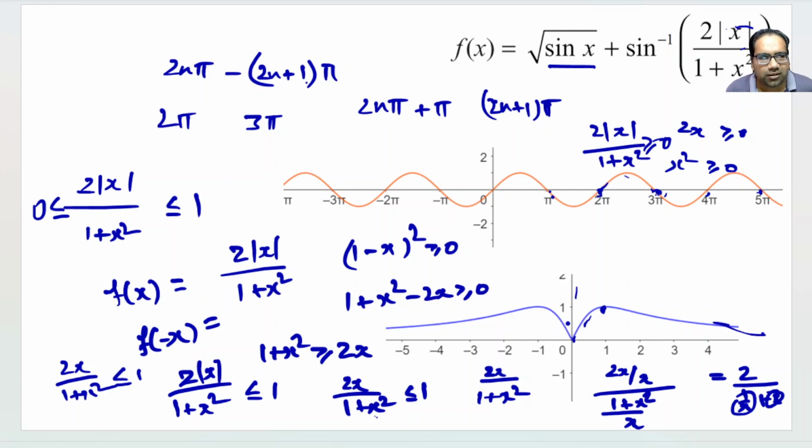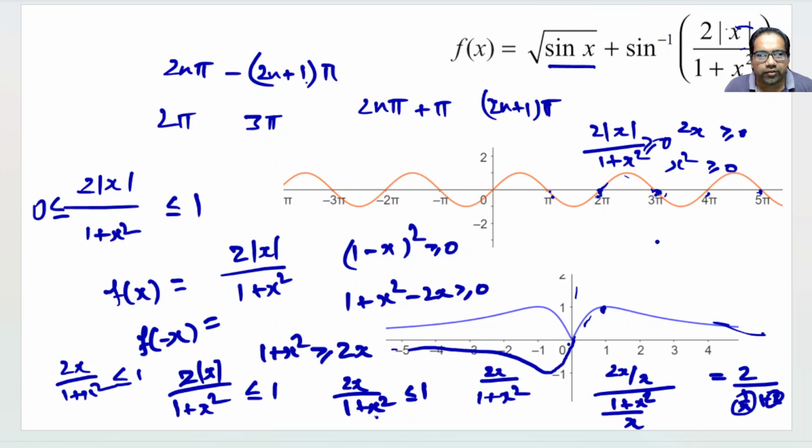But we are not so much concerned about how this graph runs. We are just concerned about whether this expression is always lesser than or equal to 1 or not. It is clearly greater than or equal to 0. That is clear because this cannot be negative. So we are clear that this is always lesser than or equal to 1 also.